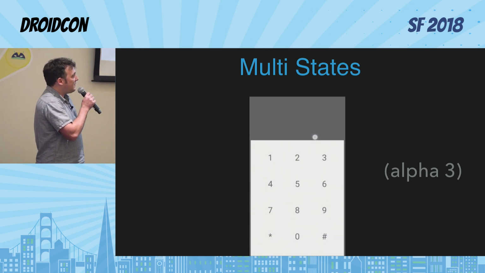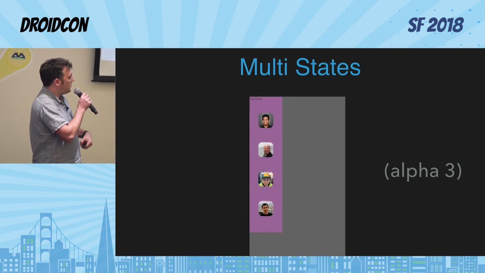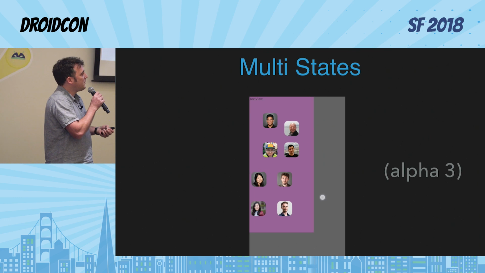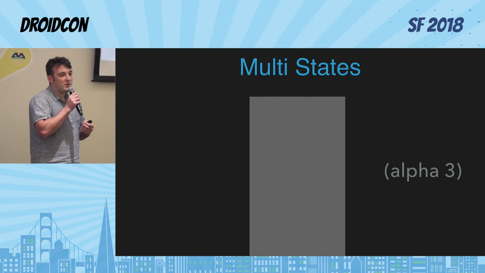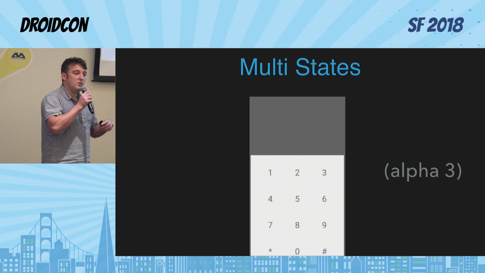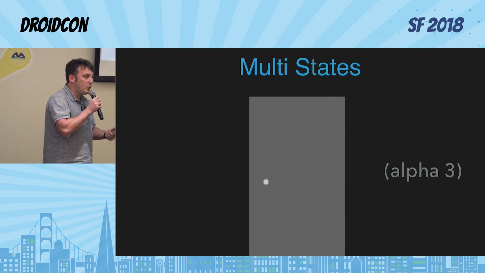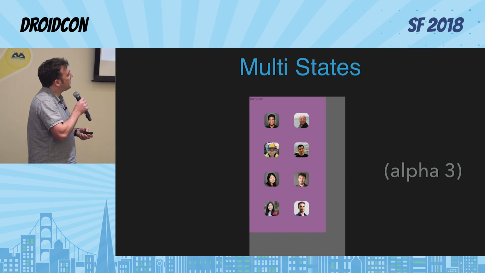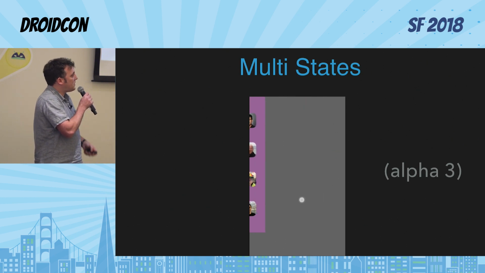So something that's coming in Alpha 3 is the support for multiple states. And we actually do support multiple states already in Alpha 2, but what's nice here is that we drive the transition between those different states purely with touch. So that's a pretty powerful feature as well.